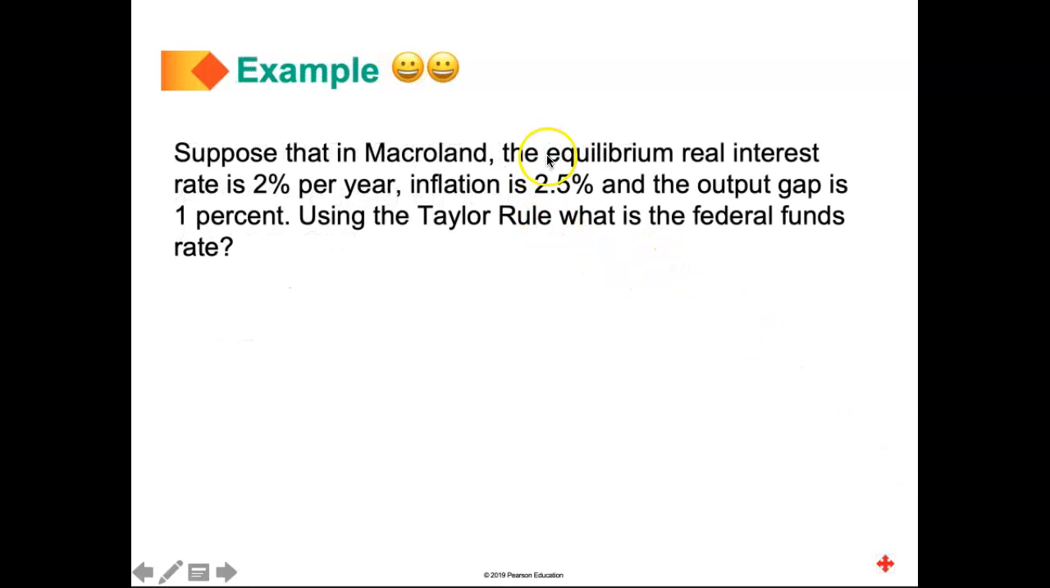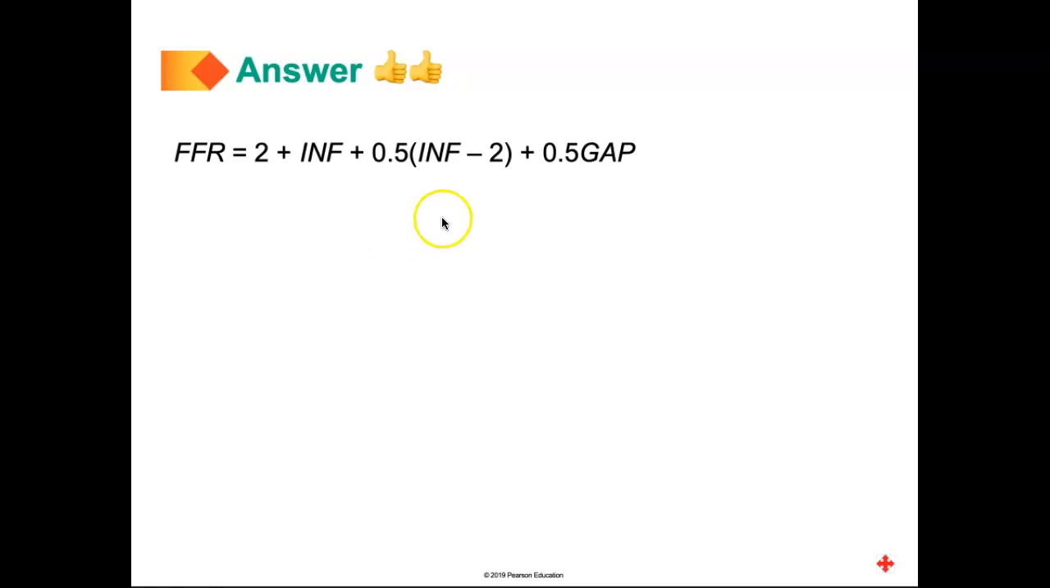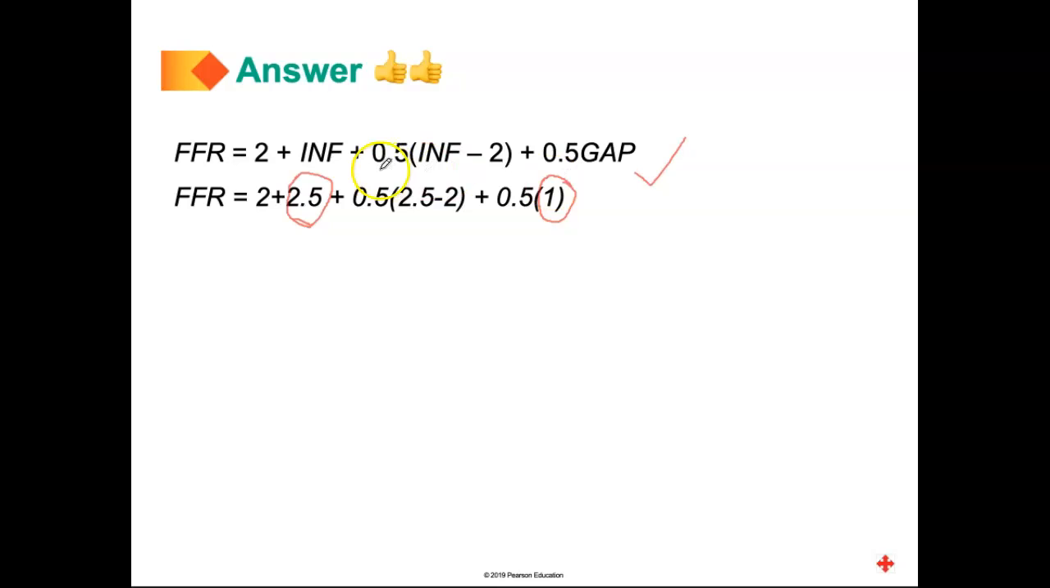Now let's look at another example. Suppose that in macro land, the equilibrium real interest rate is 2% per year, inflation is 2.5%, and the output gap is 1%. Using the Taylor rule, what is the federal funds rate? We go through the same procedure. We have the Taylor rule formula over here. The inflation rate in this example is 2.5, and the output gap is 1%. We plug our numbers in and solve for the federal funds rate.